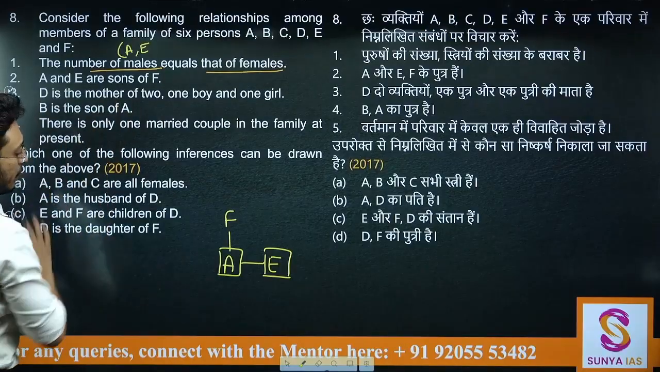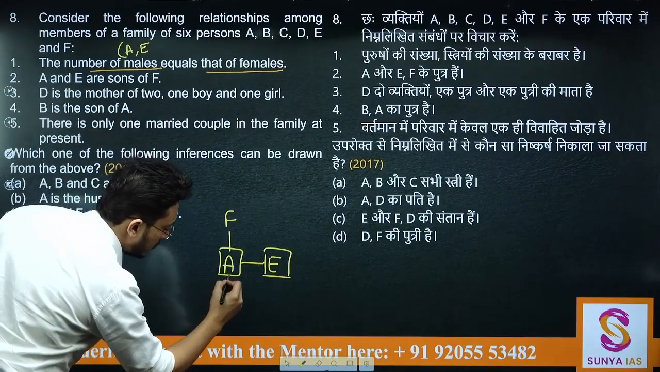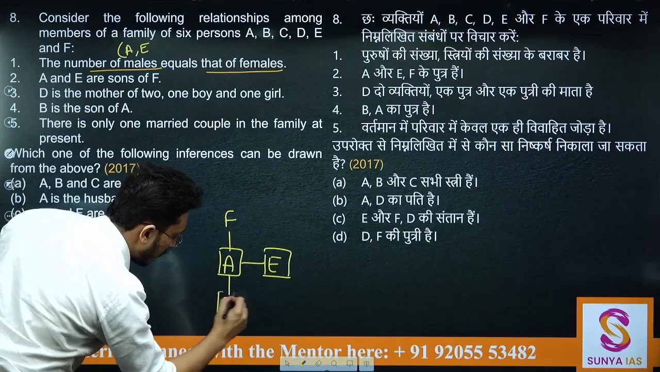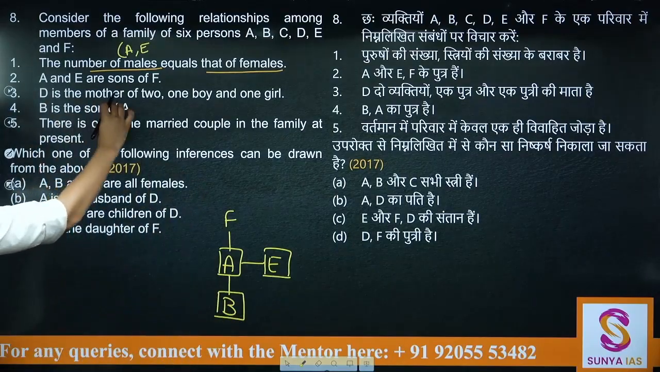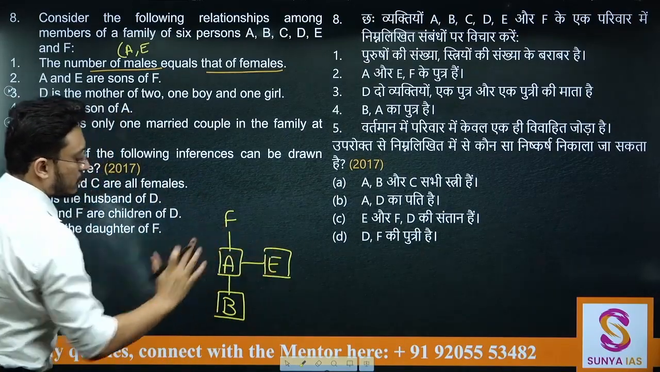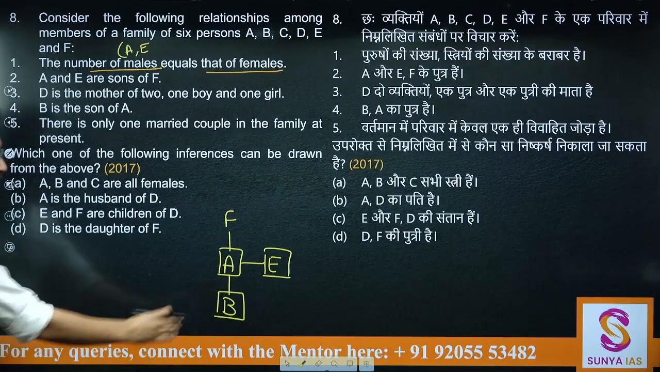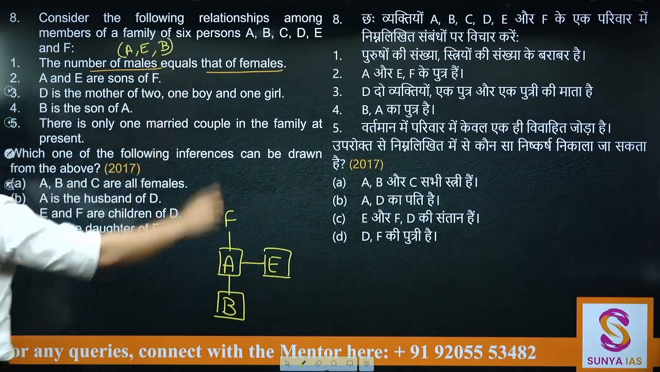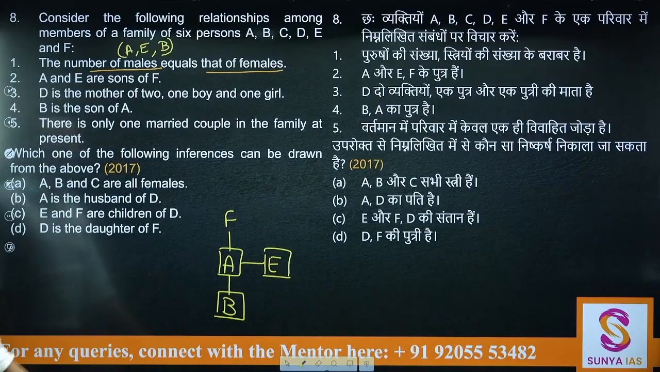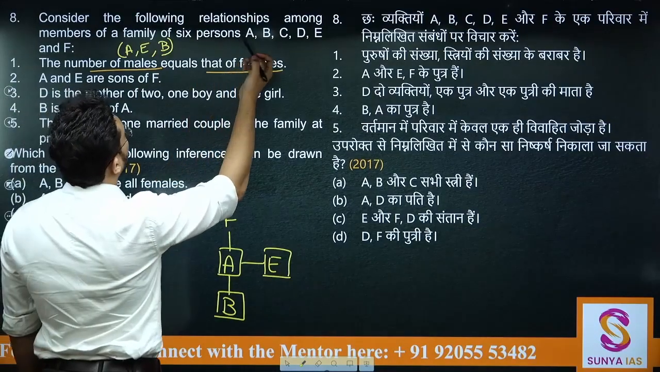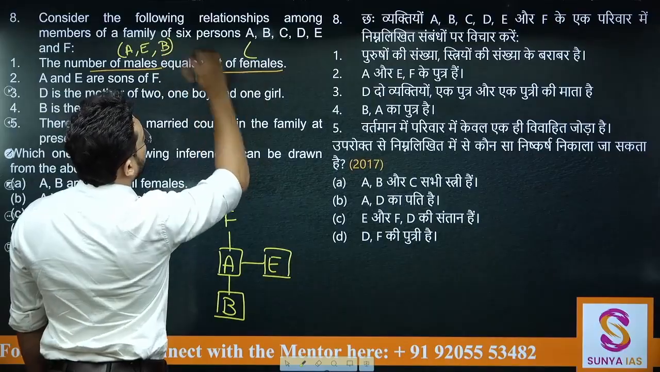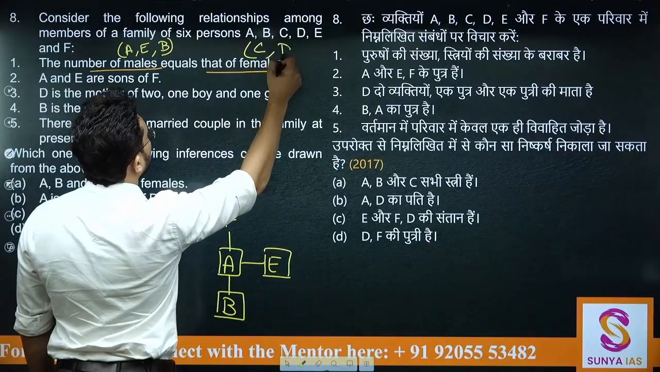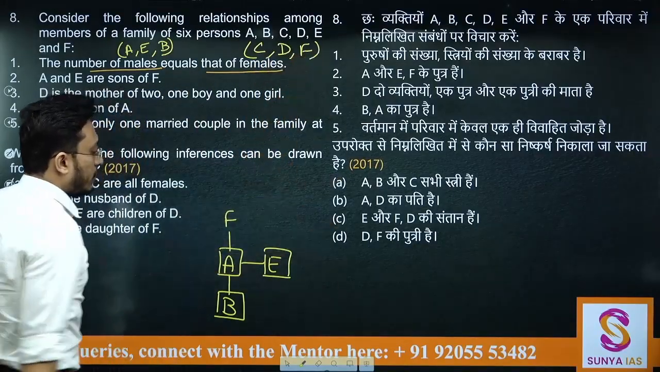B is the son of A. Now B is the son of A. So we know that B is somewhere here in this generation and B is the son of A. That means another male is B. So remaining, can I say all of them should be female? So we have A done, B done, you will have C, D and F. All the 3 should be females.